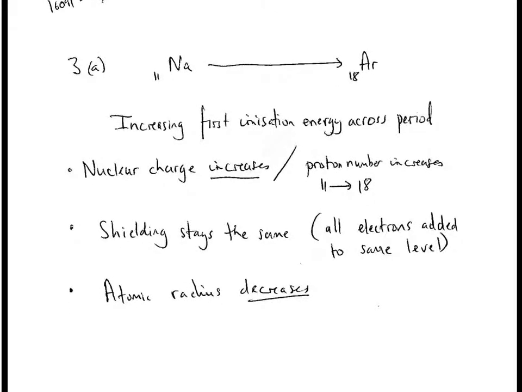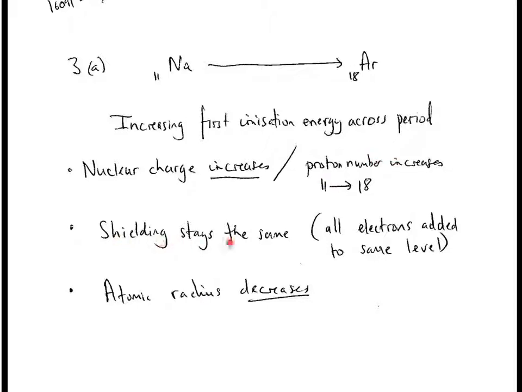Next, 3a, state and explain the general trend in ionisation energies across period 3. Period 3, sodium to argon. Increasing first ionisation energy as you go across the period. The reason is nuclear charge increases, or the proton number increases.